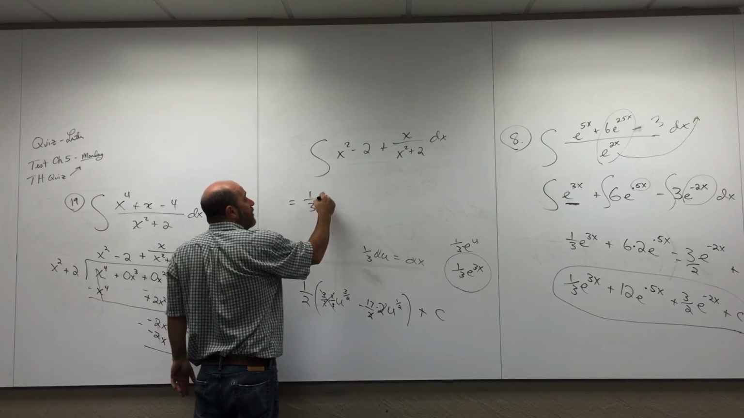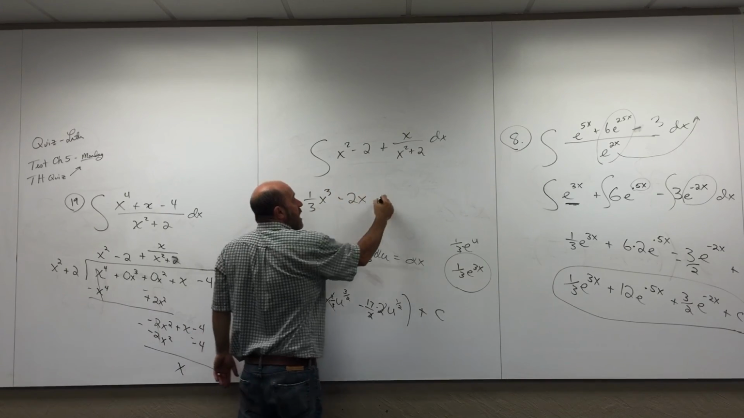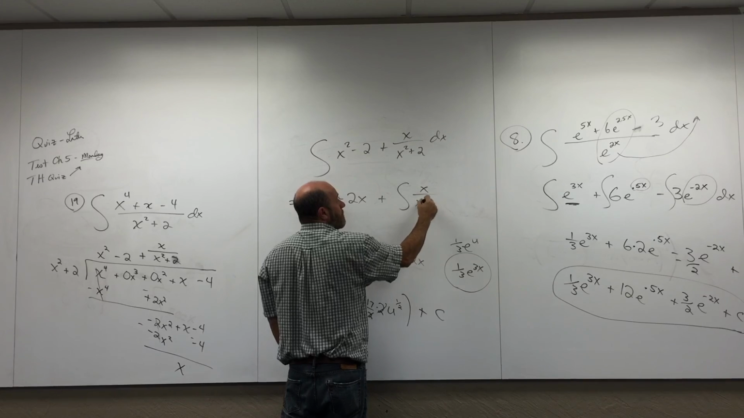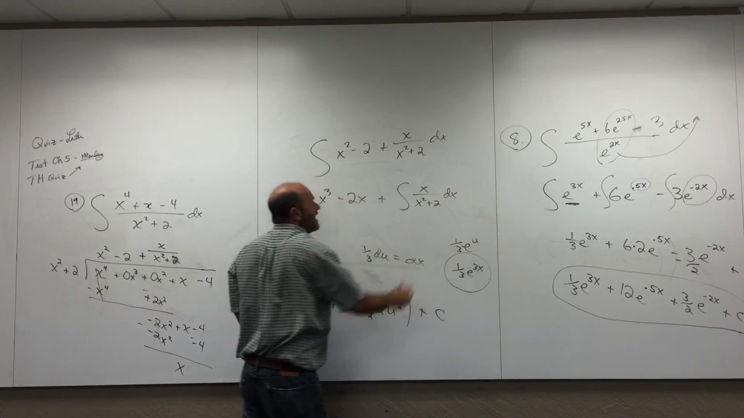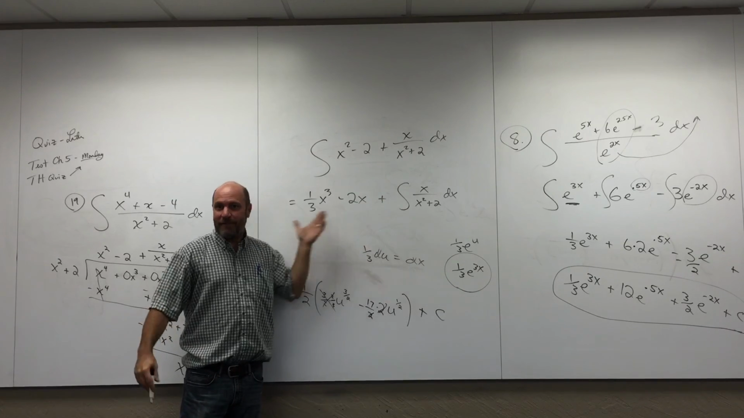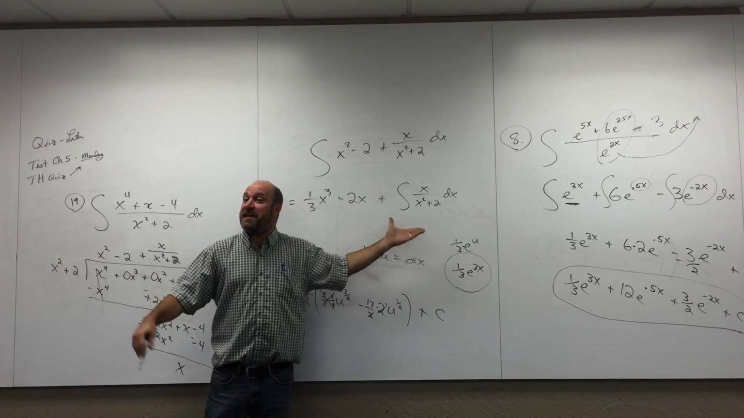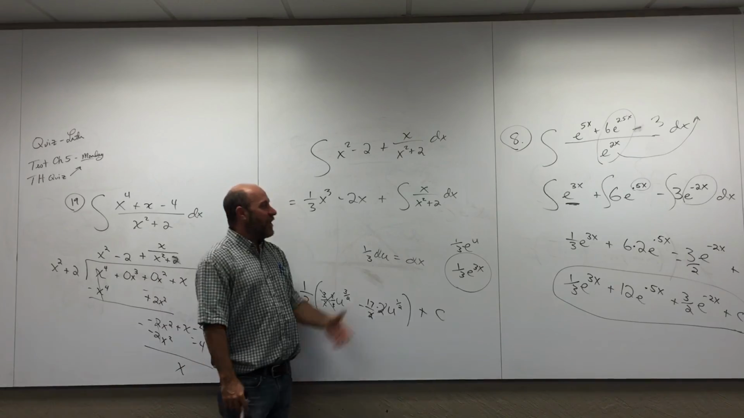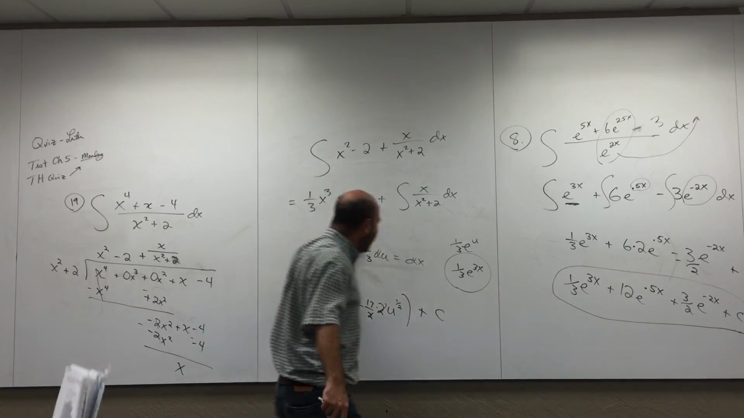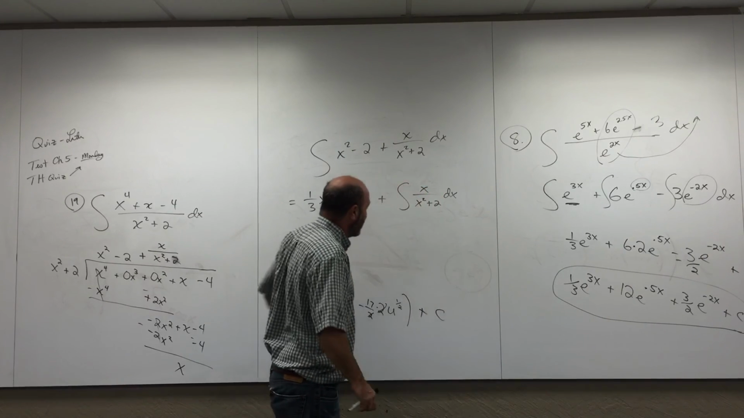Here's the answer. 1/3 x cubed minus 2x. Oops. And then I got to finish this. I got to do this integral. You see what I just did there? I sort of partially did it. I did him, and I'm waiting to do him. I did him. Now I'm thinking about this one. What are your thoughts? U-substitution. U-substitution. That's a good thought. That's always a good thought. Most often a good thought.